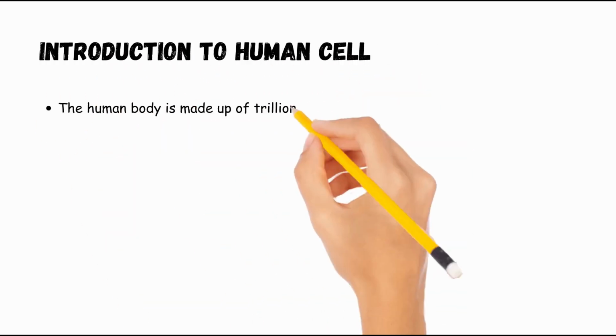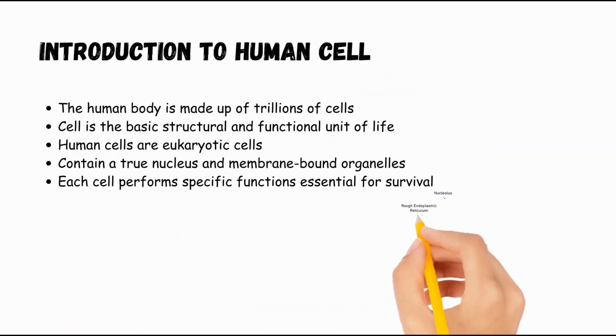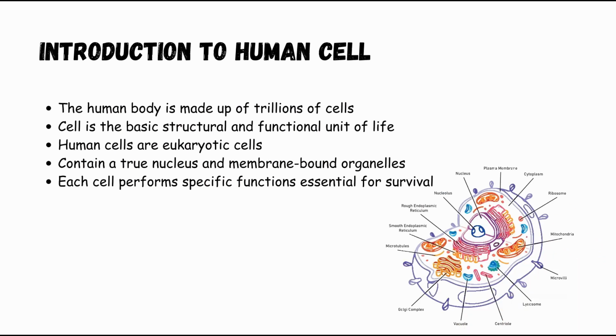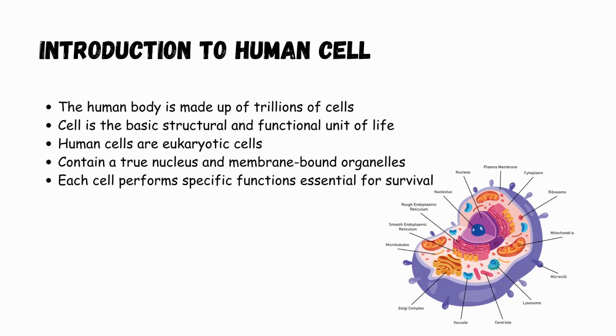The human body is composed of trillions of cells, and every tissue and organ is formed by these cells. A cell is called the basic structural and functional unit of life because all vital activities of the body occur inside cells. Human cells are eukaryotic, which means they have a true nucleus and membrane-bound organelles. Although cells differ in shape and size depending on their function, their internal organization remains almost the same.